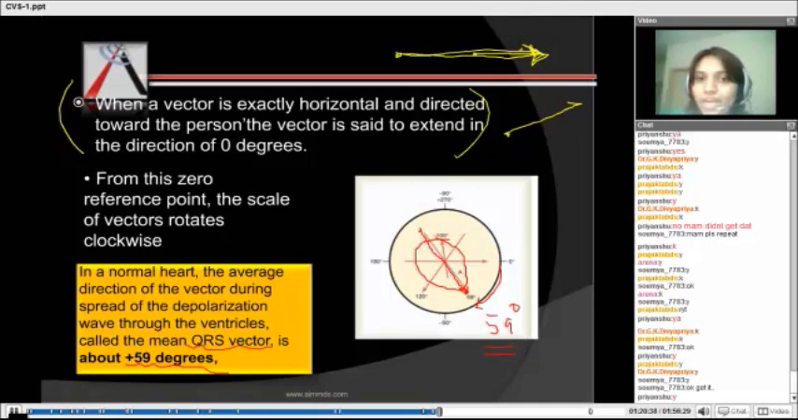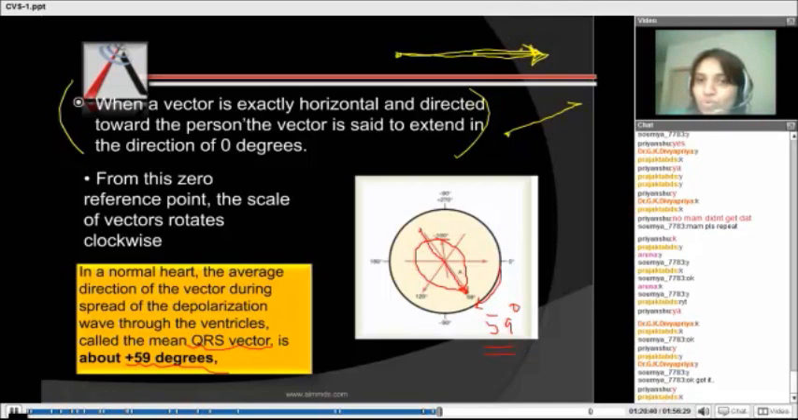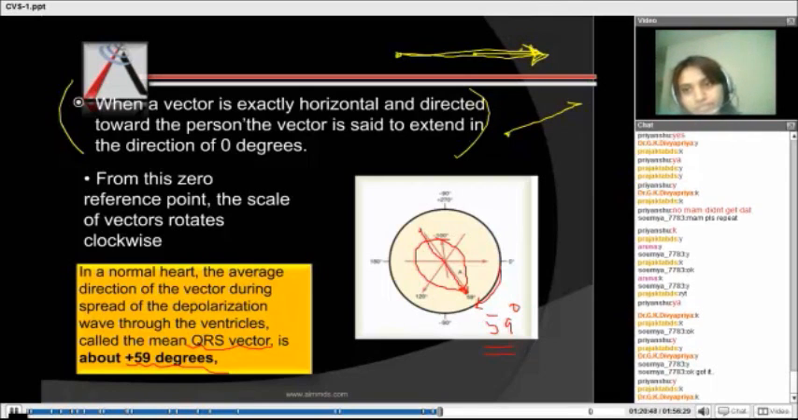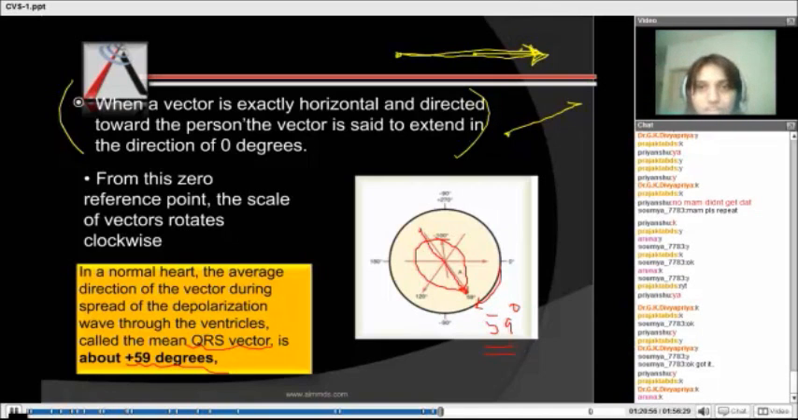Okay, we have some other things also, but I am not going into those details as of now. I want you to understand the QRS vector direction. That is how the vector direction is defined, because the spread of an impulse happens in one direction. All of you clear with that?